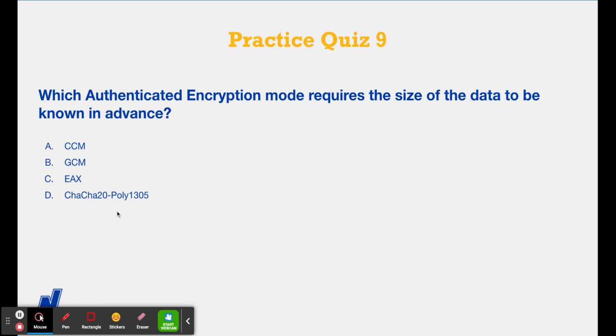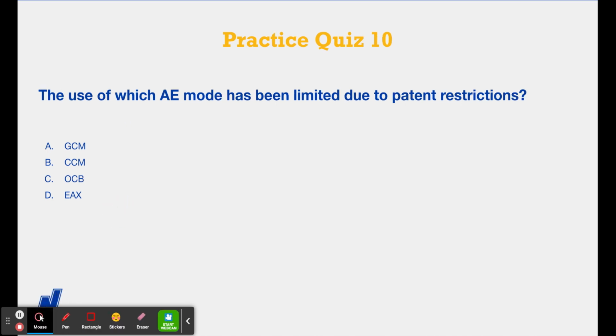Next, let's get into the next one. For this one, we're going to be talking about the use of AE modes. This question asks about the external factors affecting the use of certain authenticated encryption modes. So recall the information regarding legal or patent issues that has limited the use of a particular mode. For this one, the correct answer is going to be C, the OCB.